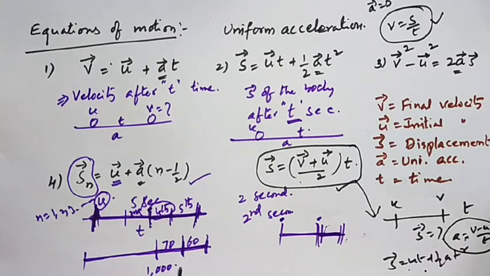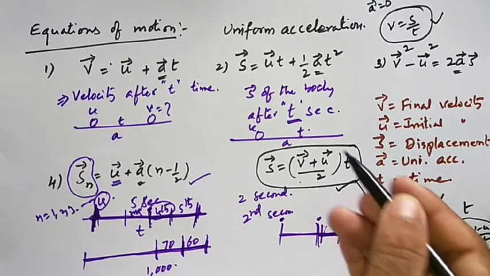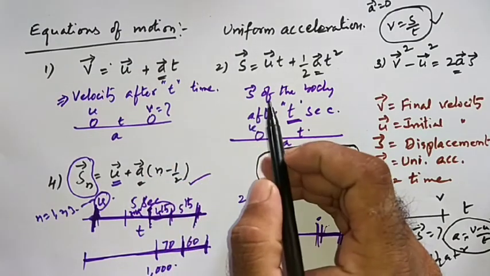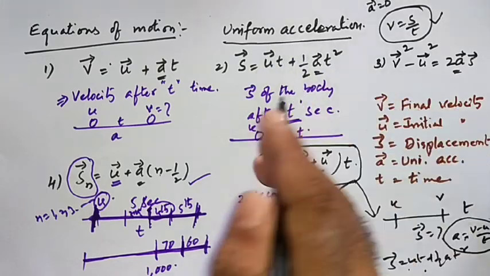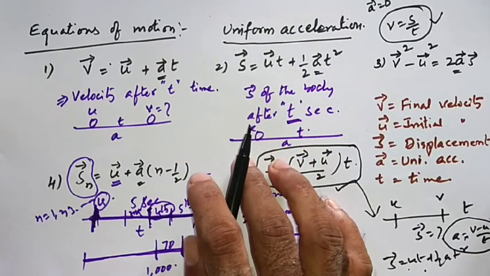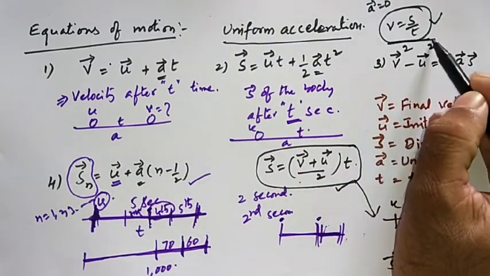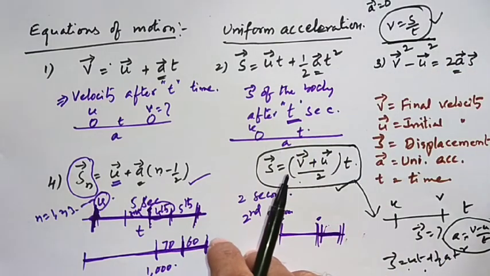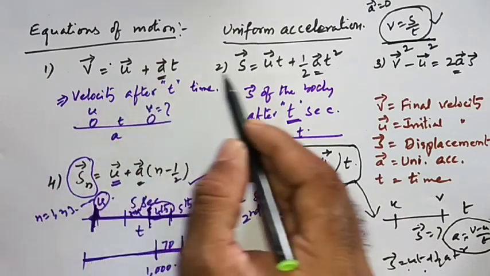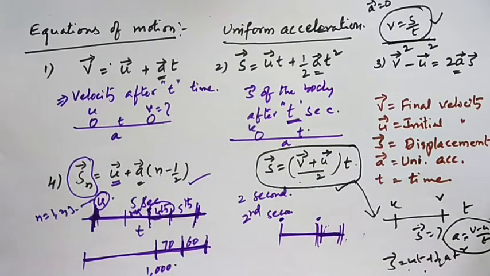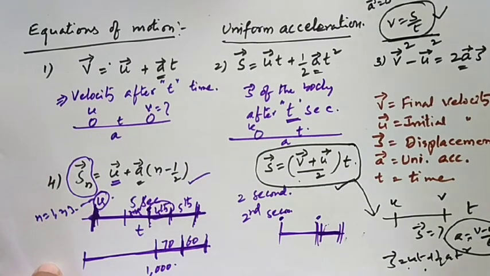Clear? Right. In this way, we can use these equations of motion to calculate different parameters for a body which is moving with uniform acceleration. If the acceleration is 0, this is the simple formula we can use. Very good. Now you understood when we have to use this one. Now let us see one numerical based on this.